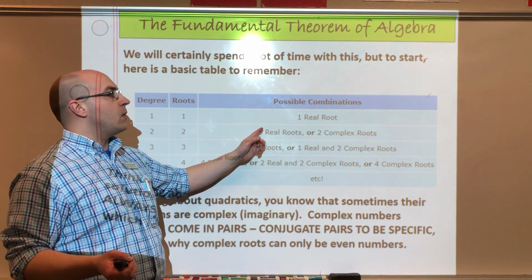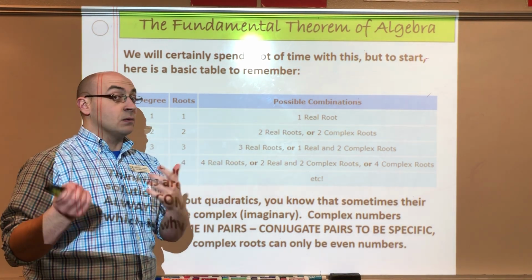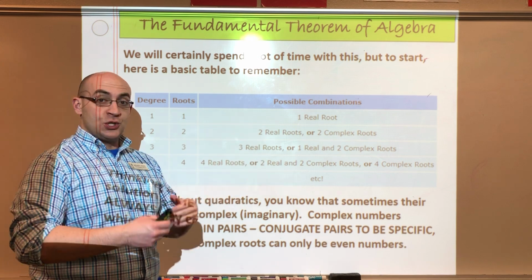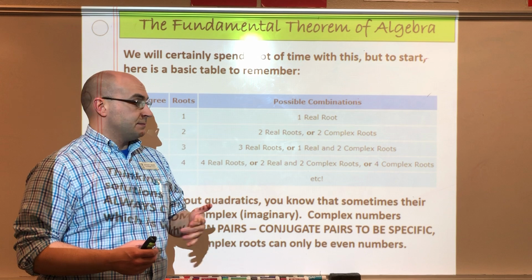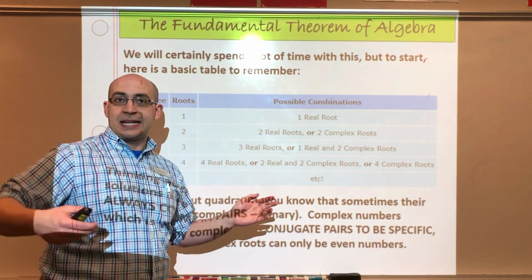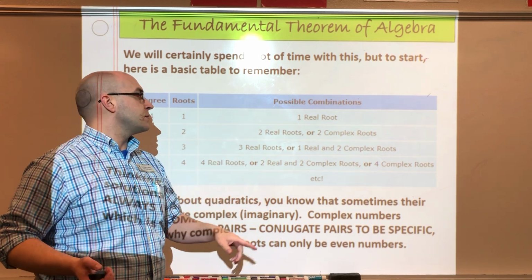Very easy to remember. Now, the combinations, as you're aware, when we solve quadratics are, they could be 2 real roots, right? So if I have a regular, normal, kind of run-of-the-mill quadratic, I get x equals 4 and x equals negative 2. Those are 2 real roots, okay?